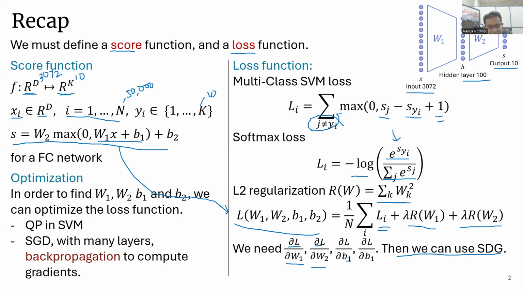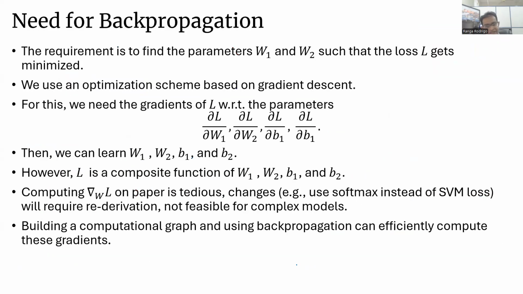So for optimization, if you have a closed form function, you can use quadratic programming as done in support vector machines or something. But in neural networks, you cannot do that. We will use stochastic gradient descent with many layers, and backpropagation to compute the gradient. This gradient cannot be directly calculated. You have to do so-called backpropagation. We will understand what that means now.